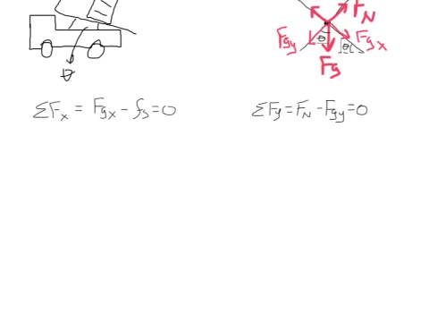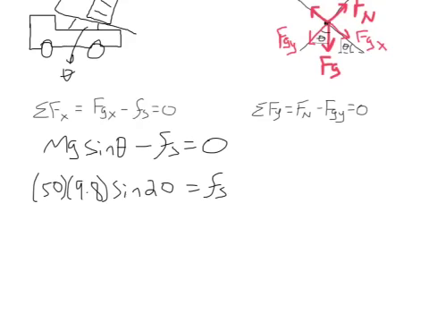So then our expression for our weight in the X direction is going to be mg sine theta, because the X component is going to be opposite that angle, minus our static friction force. So our file cabinet has a mass of 50 kilograms, g is 9.8, our angle's 20, and that will equal then our static friction force. And solving that gives us a frictional force of 167.6 newtons.